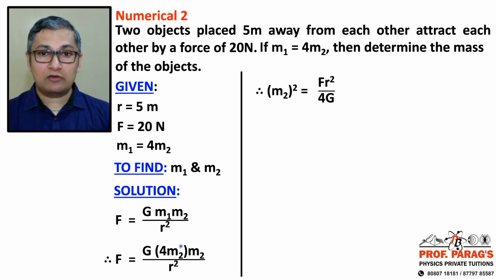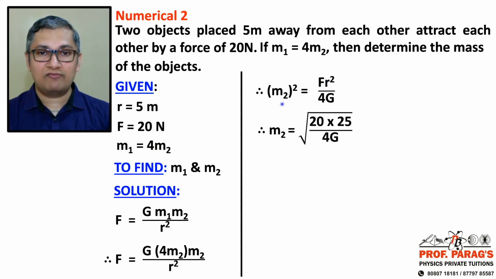So M2 square on one side, R square in the numerator and 4 times G in the denominator. F R square by 4G, very similar to the previous question. So M2 square is FR square by 4G. So M2 is going to be the root of that. So let's take the square root and put the numbers.